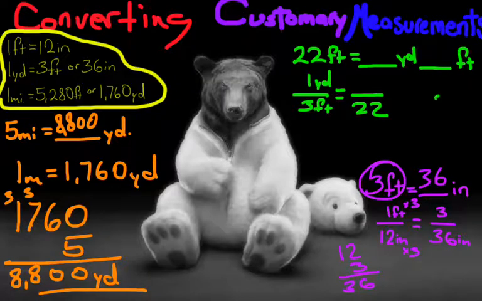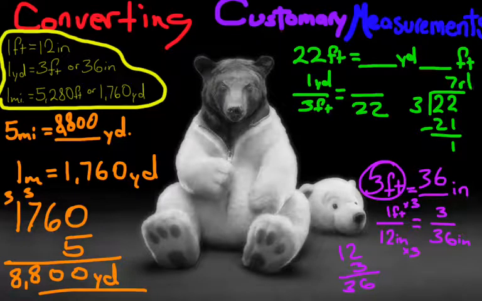So let's just go ahead and divide. We'll put our 22 here, divided by 3, because of inverse operations, it's just the opposite of multiplication. So 3 goes into 22 how many times? We know it goes into it 7 times, and we have a remainder of 1. So what that means is that 22 feet is 7 yards and 1 foot left over. And that's how you convert customary measurements.